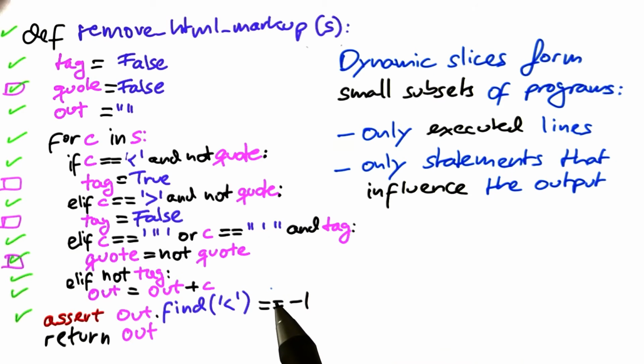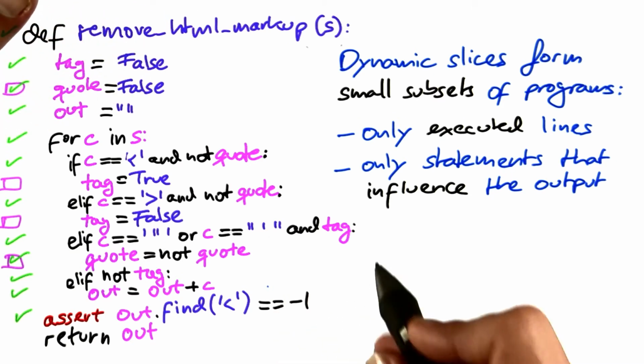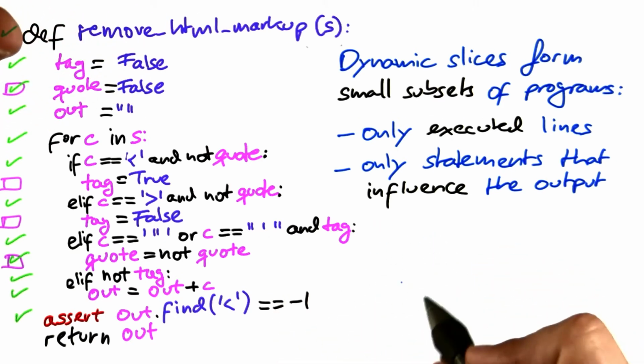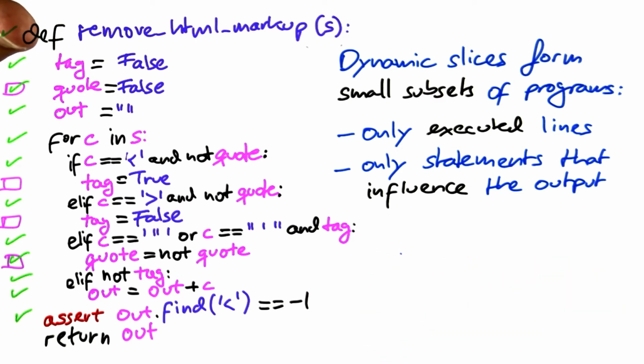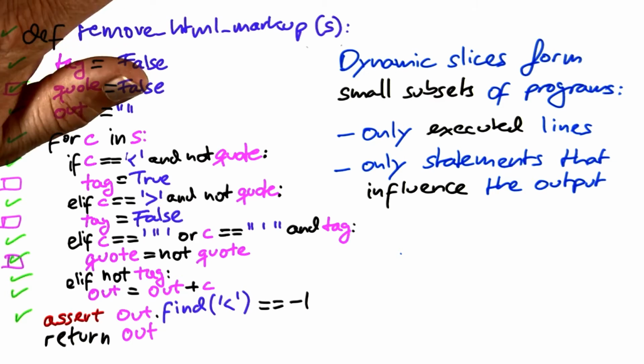Second, they only contain statements that actually influence the output. If your output contains several independent parts, then a dynamic slice of just that part will be much, much smaller than the entire program.